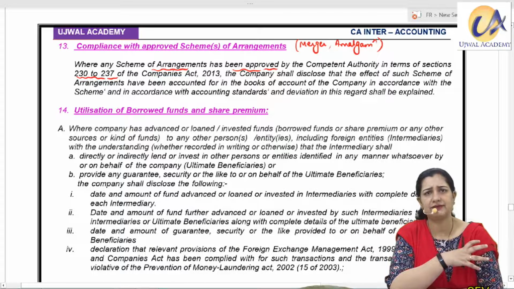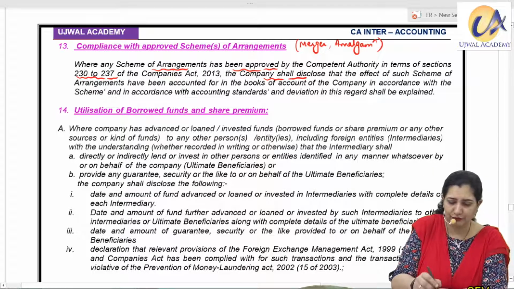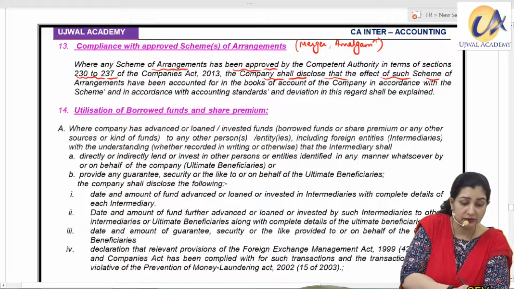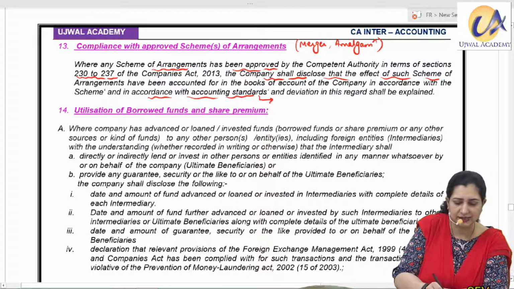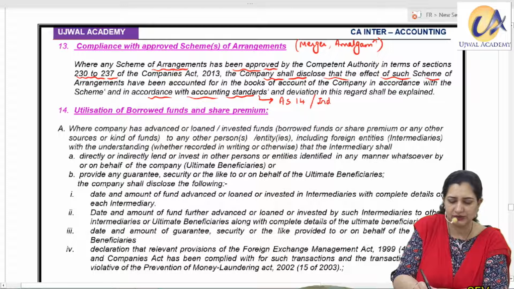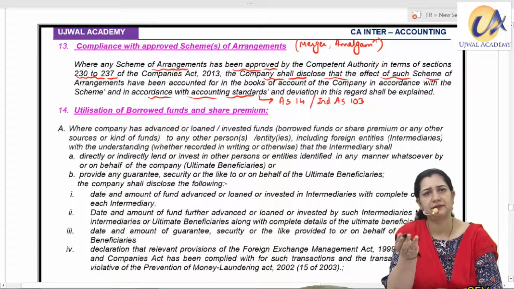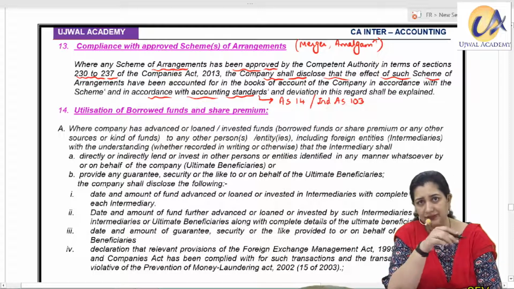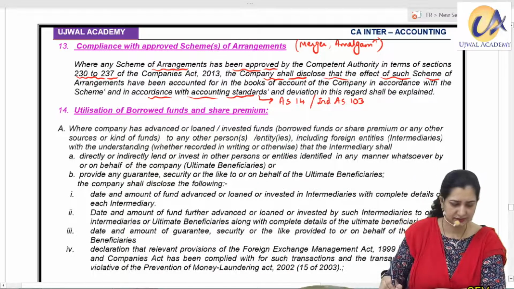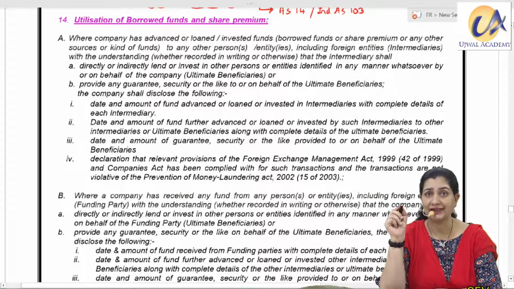Any of these schemes approved by the authority, if the company has been a part of it, they have to disclose the effect of such scheme and whether they have been properly accounted for as per accounting standards. When I say accounting standards, AS 14 deals with amalgamation, we know. And if you are an Ind AS company, then it is going to be Ind AS 103. So whether they have properly done the accounting, all that they need to give in their notes. And the last point in my balance sheet is utilization of the borrowed funds and share premium.